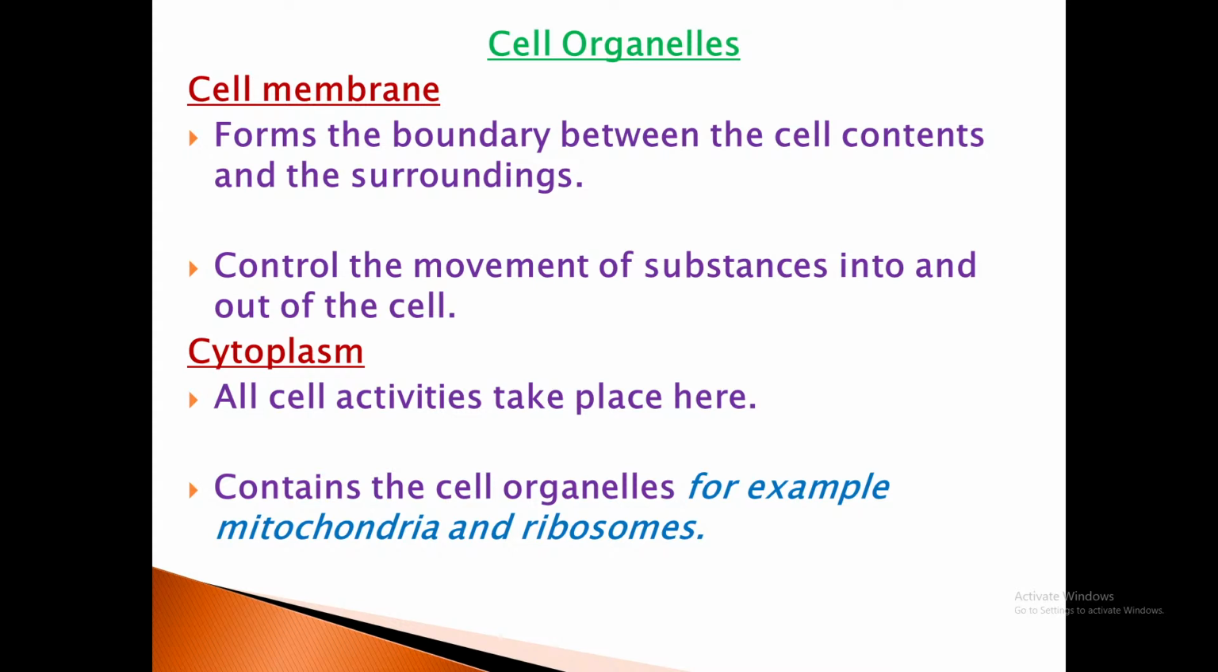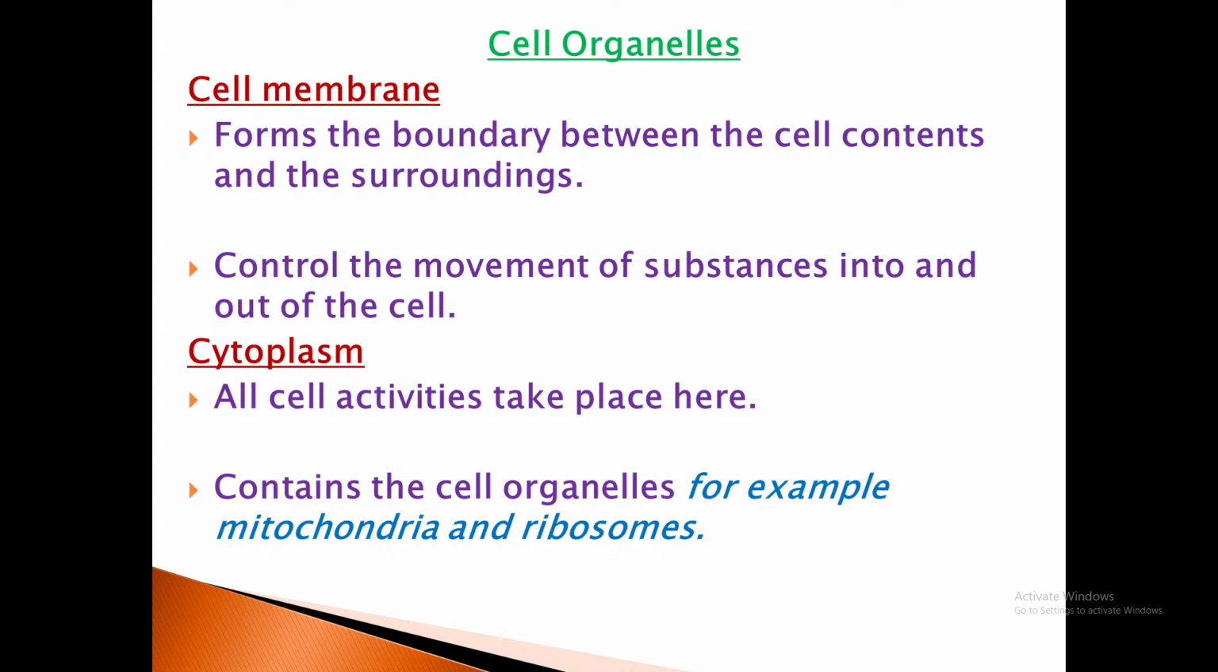So the first one is the cell membrane, which I would have looked at briefly, where they said that it forms a boundary between the cell contents and the surroundings. And as you would have said, yes, it offers protection, and that is correct. It controls the movement of substances into and out of the cell. So any substance that needs to enter the cell, it is the cell membrane that controls the amount. Any substance that is supposed to leave the cell, the cell membrane also does some amount of control.